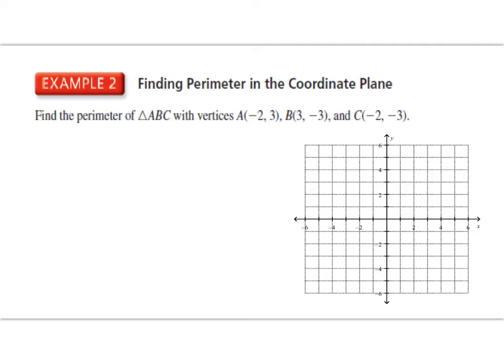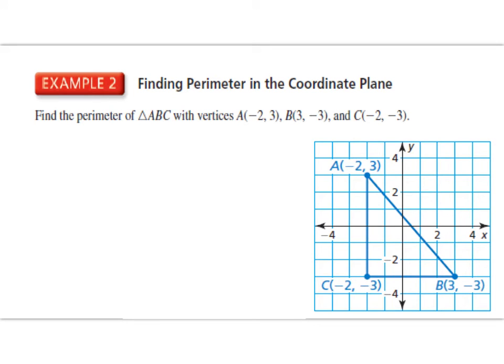Find the perimeter of triangle ABC with the following vertices. So take a moment to plot these points. All right, so your triangle should look something like this. The vertices appear to be in quadrants 2, 3, and 4. So think of perimeter: the distance around. To find these vertical and horizontal lengths, you could just count the number of units. From vertex A to vertex C, you're moving 1, 2, 3, 4, 5, 6 units. So this has a length of 6.